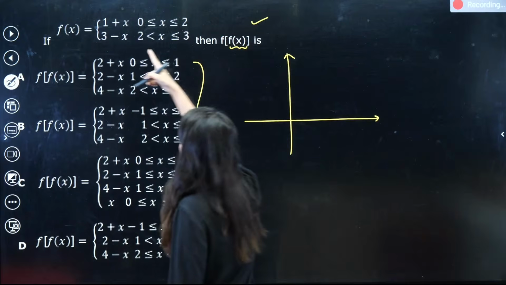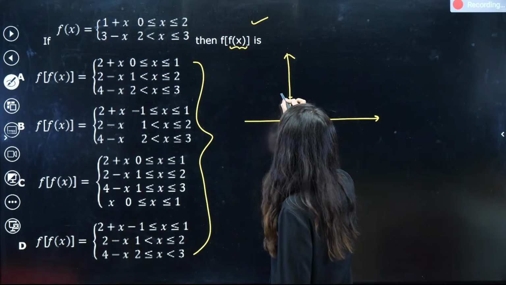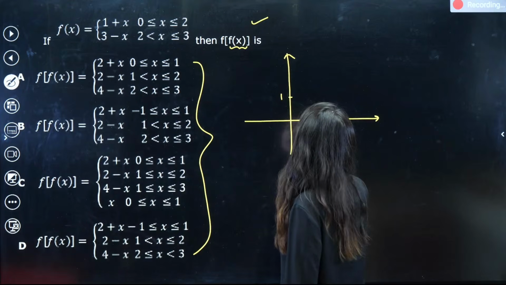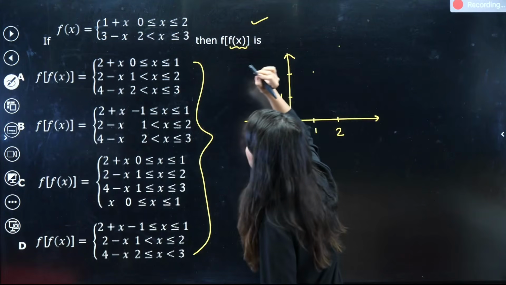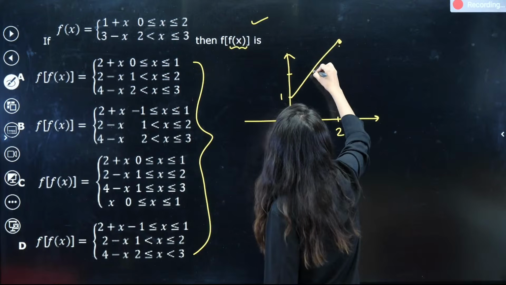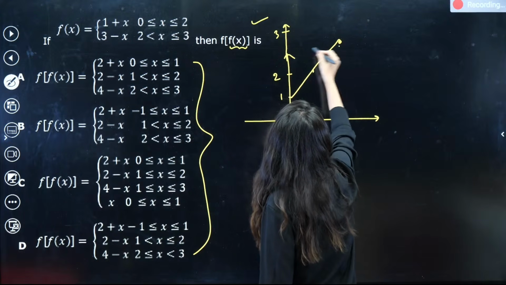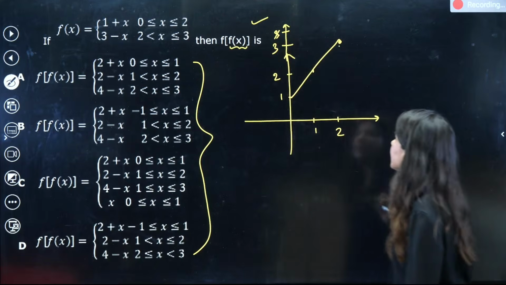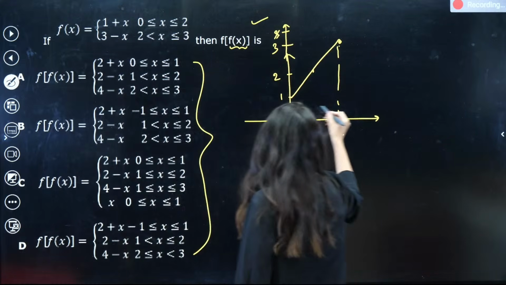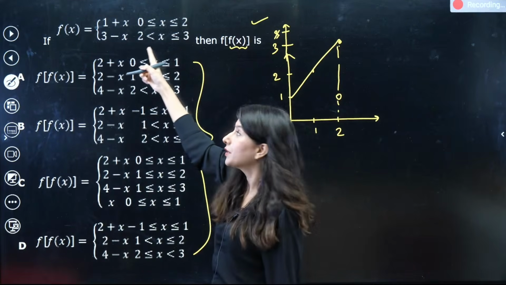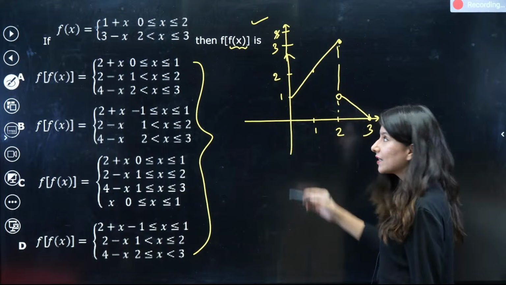Now this is 1 plus x, so 1 plus x is from 0 to 2. The moment I put 0, I'm going to get 1. The moment I put 1, I'm going to get 2. The moment I put 2 over here, I'm going to get 3. So this is how my graph looks like. This is 1, 2 and 3. Sorry, this is 3. This is your 2. Next, from 2 to 3, the moment I put 2 over here, 3 minus 2 will be 1, but it is an open circle because 2 is not included. The moment I put 3 over here, I'm going to get 0. This is how your graph of f(x) will look like.